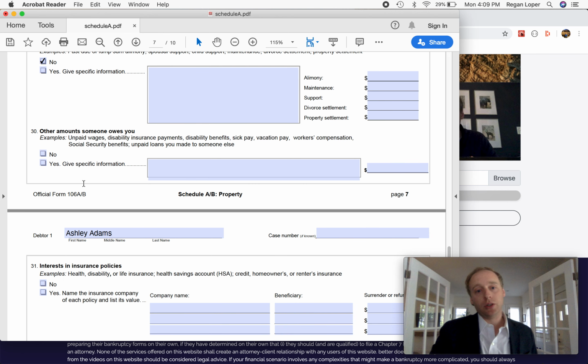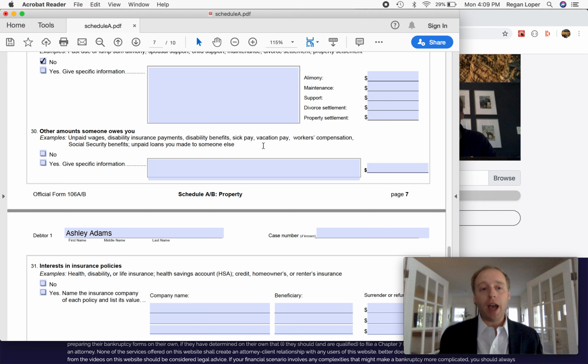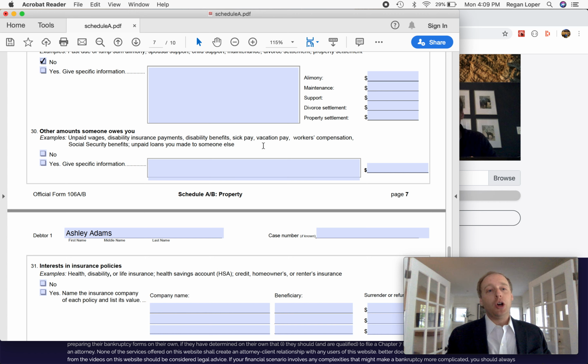Other amounts someone owes you, any reason you're owed any money. Maybe you've loaned a friend money. Maybe you've got a workers' compensation claim that's going to be paying out. These are all the examples that the court lists, and it's not exhaustive. So if you have any other type of situation where you're owed money from someone else, you do need to disclose it to the bankruptcy court. In her example, she was not owed money by anyone else. Okay.